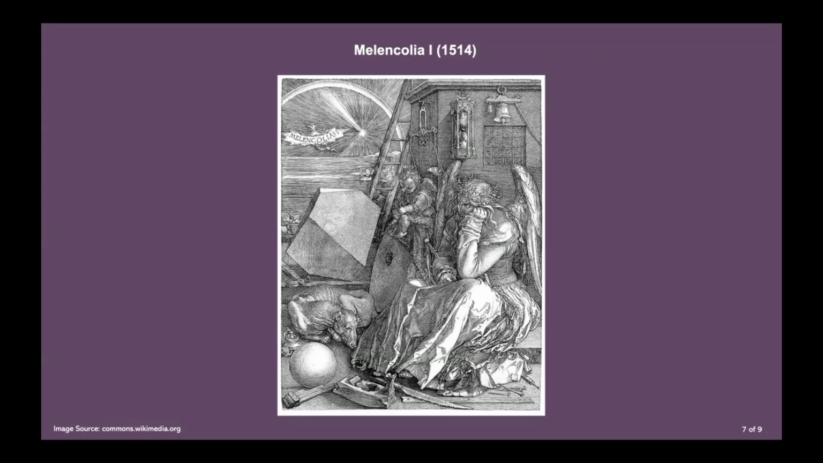In this composition, a winged female figure is deep in contemplation, absent-mindedly holding a compass in her right hand. She wears a wreath and is surrounded by numerous objects, all of which have a particular symbolic meaning.